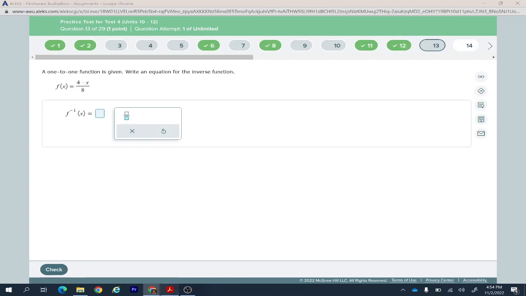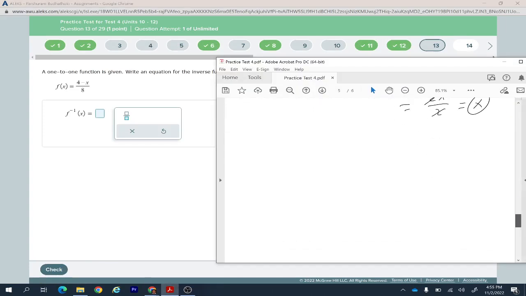Find the inverse. For finding the inverse, there are steps you need to follow. This is number 13. The first step is to write down your function in terms of y, 4 minus x over 8. The second step is to exchange x and y. x equals 4 minus y over 8. So that means exchange the x and y notation.